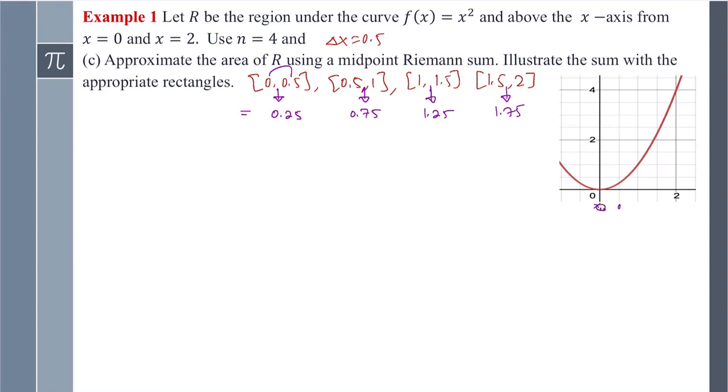And then we have 0.5, 1, 1.5, and 2. So those are the endpoints, but now we are going to use the midpoint. So the midpoint between 0 and 0.5 is 0.25. So this is the height of the rectangle.